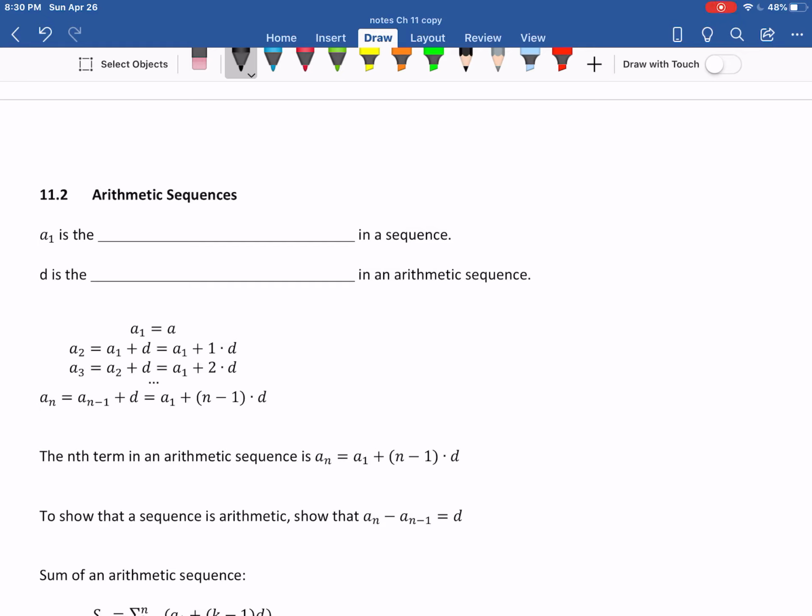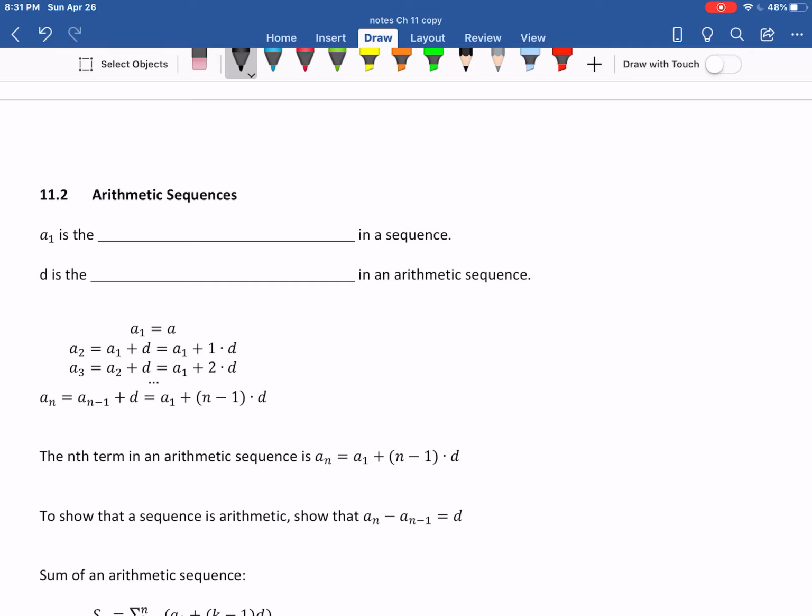There are lots of particular types of sequences that exist. We're going to focus on just two of them in our class. So this lesson is going to focus on the arithmetic sequence. An arithmetic sequence is when you either add the same number from one term to the next or subtract the same number from one term to the next.